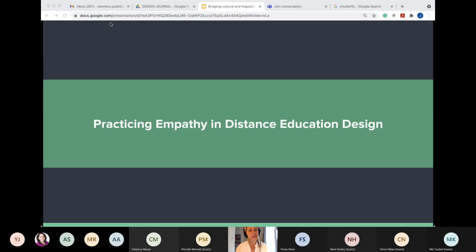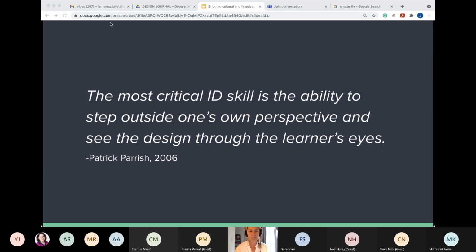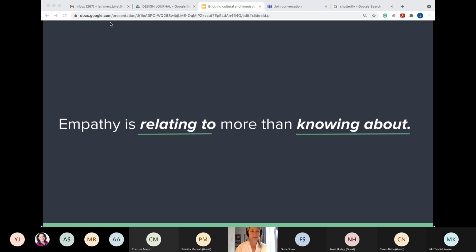In this next section, we'll look at the concept of empathy and how designers might practice empathy in the design process. The most critical instructional design skill is the ability to step outside one's own perspective and see the design through the learner's eyes. In other words, Parrish is suggesting that designers empathize with their learners.